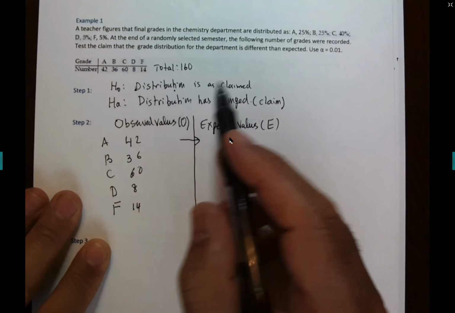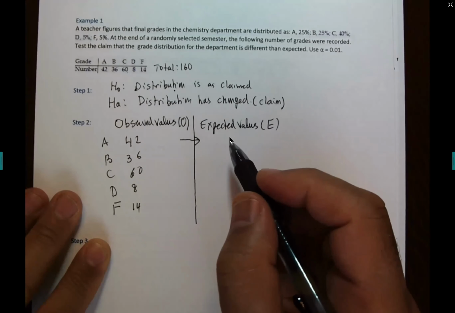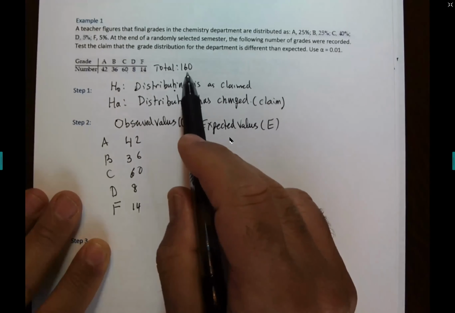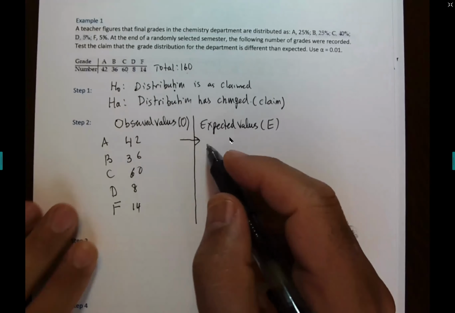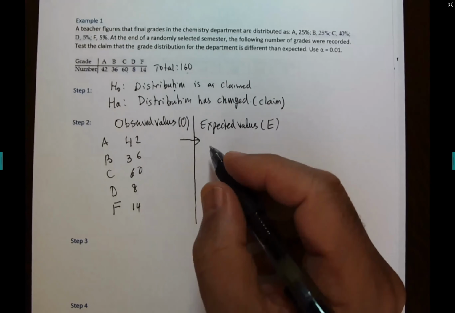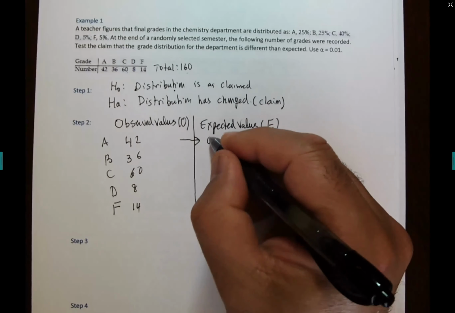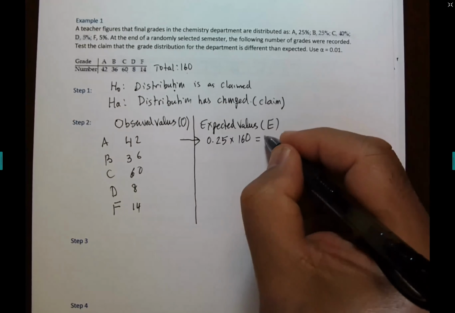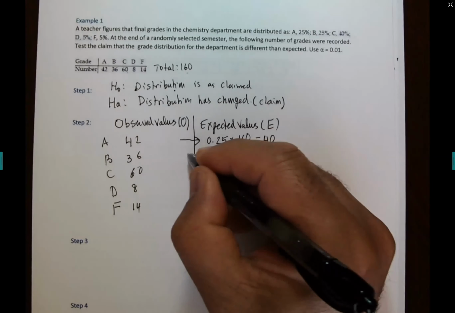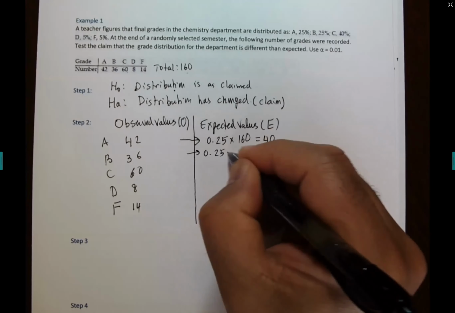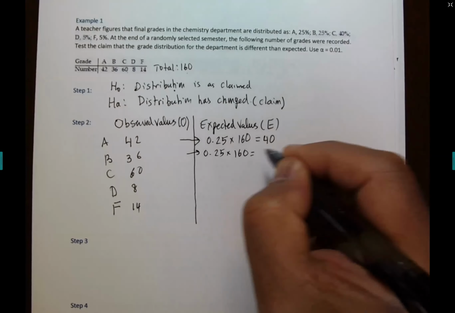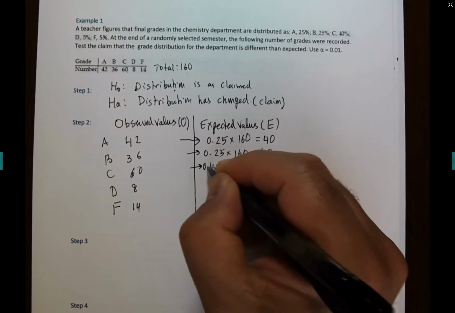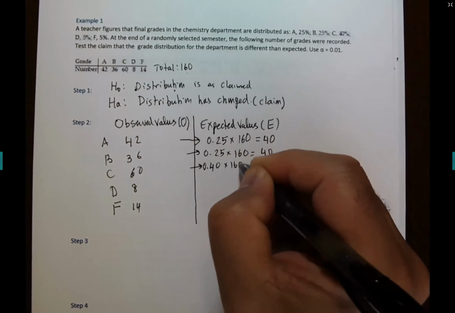Okay. Can students help me find the expected values? If this distribution that the teacher claims is valid, how many students would you have expected to get an A? How would I figure this out? Remember, the total is 160, guys. Exactly, 25% of 160. It is a percent of the total, guys, which is 40. The second one, 25% for B, as you can see, guys, it's 40. The next one, it says 40%. So 0.40 times 160 is 64.